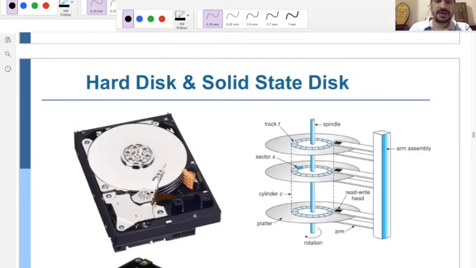This particular part is called the read-write head, and this read-write head is on both sides of the platter. It is on the upper side as well as the lower side of the platter. So let's see this particular diagram and try to understand how your disk looks like.